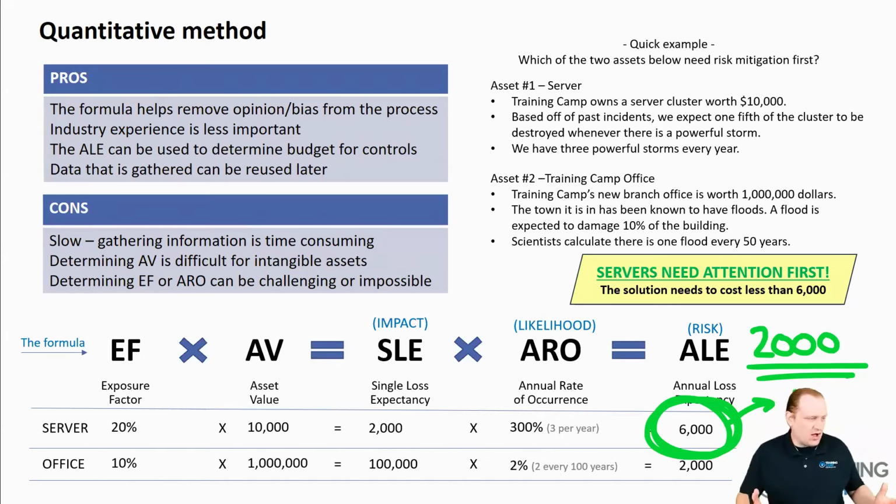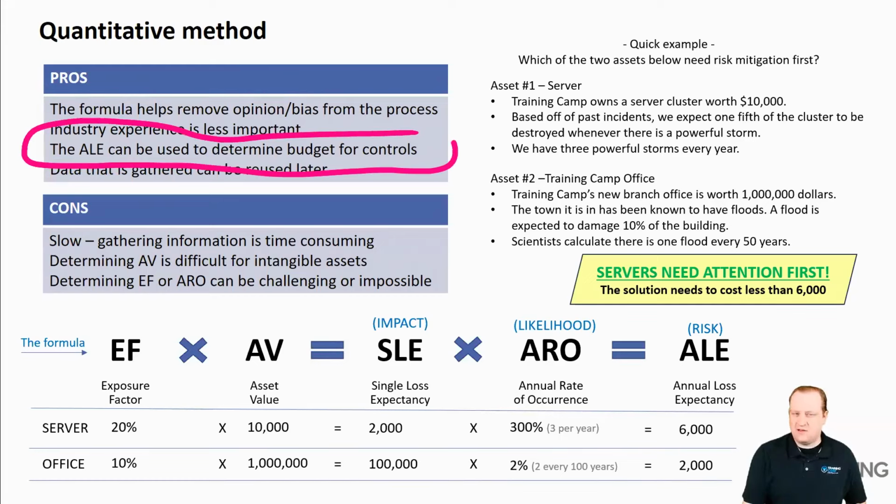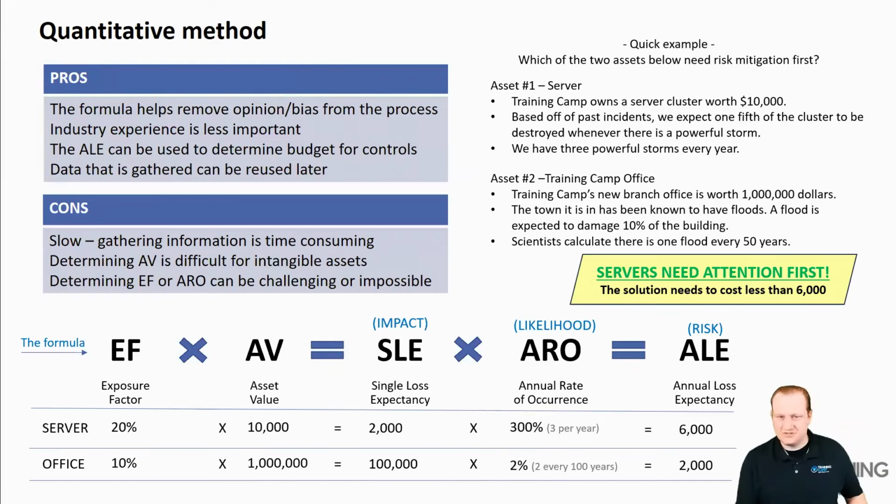Yeah, maybe a lightning rod, maybe. There's a whole lot of good choices. There's a whole lot of options here. And as long as I spend less than $6,000, you'll be able to very clearly demonstrate a return on investment. And that should be our goal: try to aim for a solution that costs less than we're losing. But hey, look at that. We got some financial information here. That ALE became a way to budget for controls, which I like.